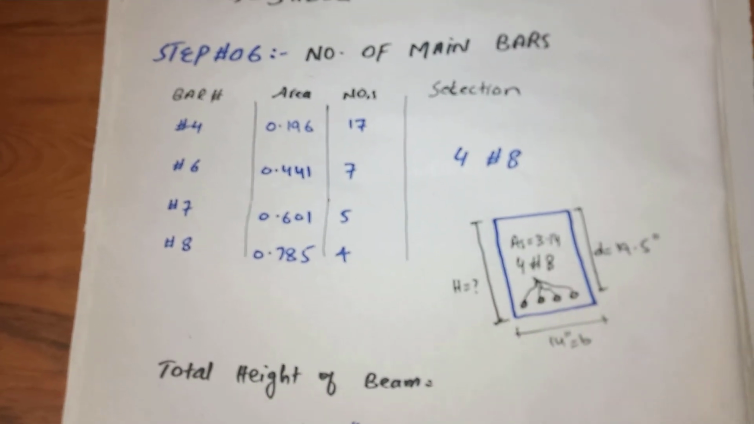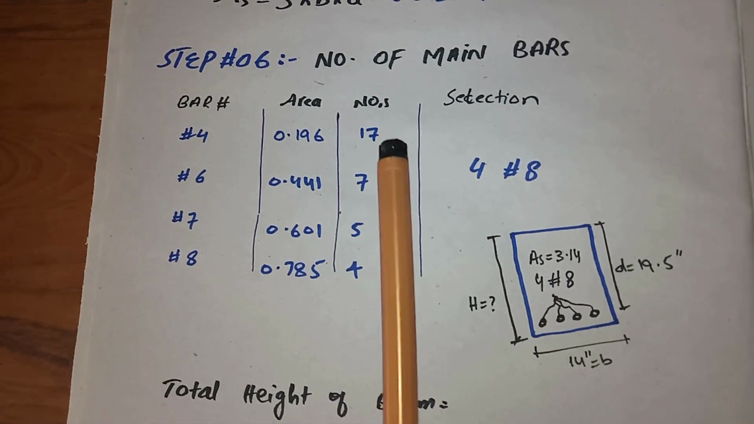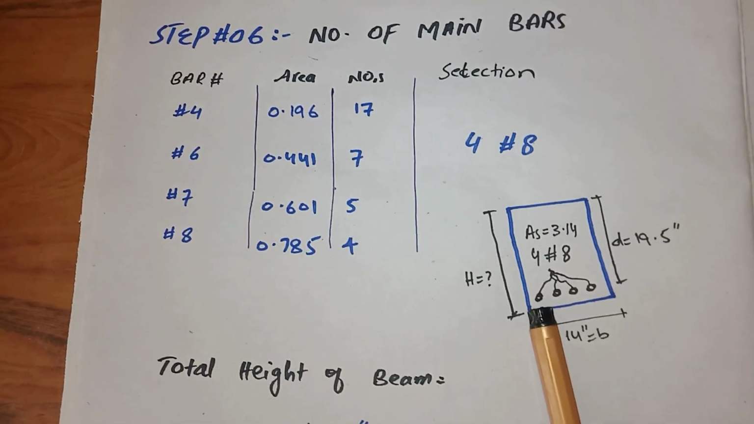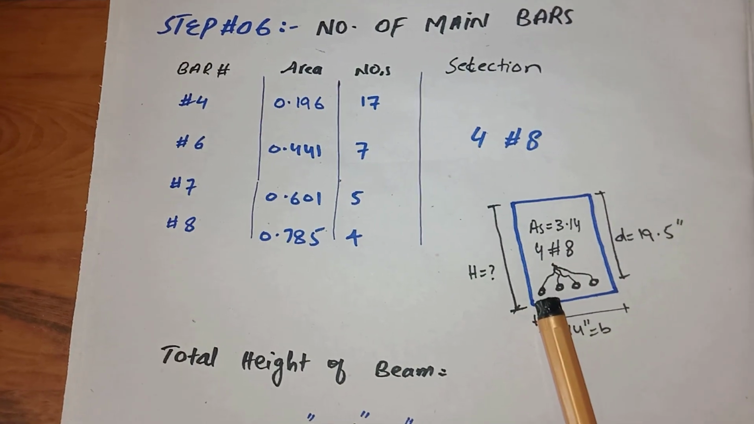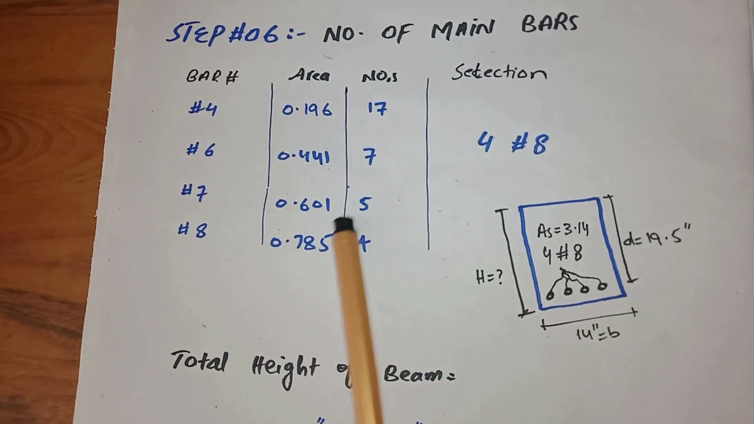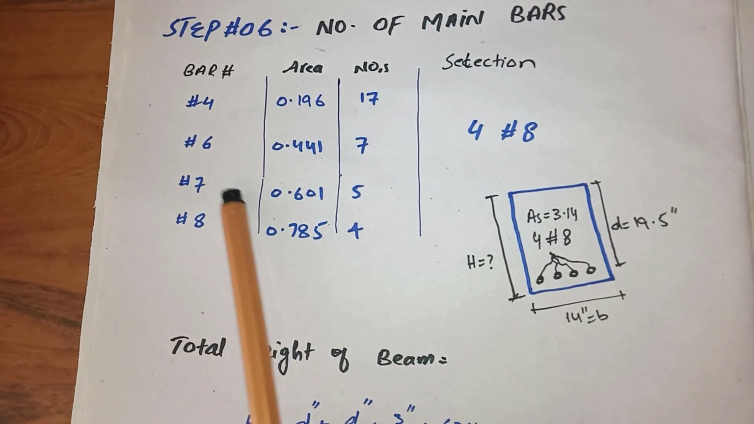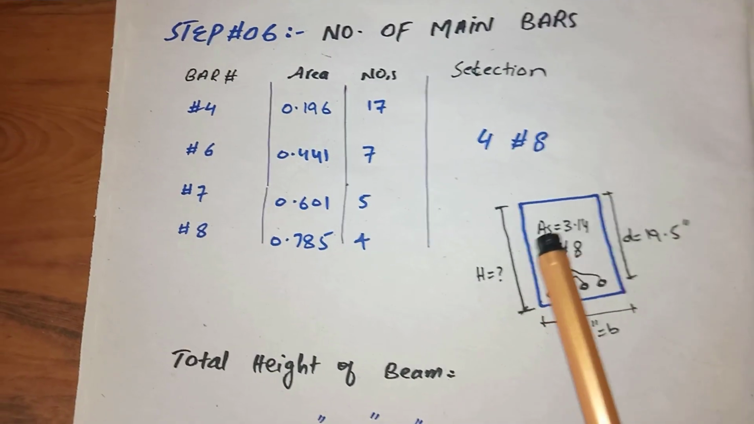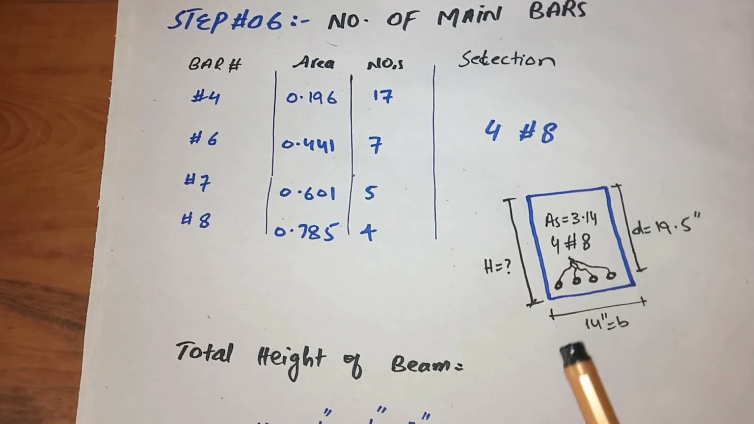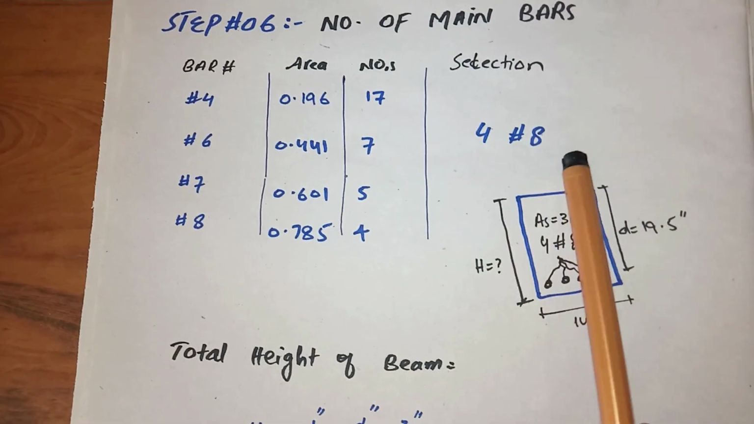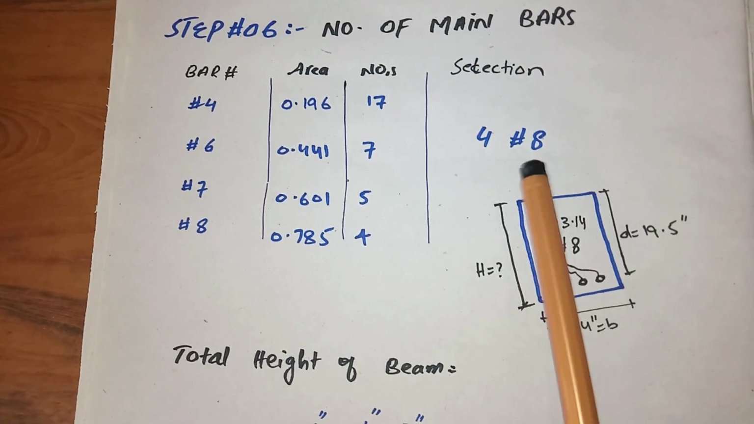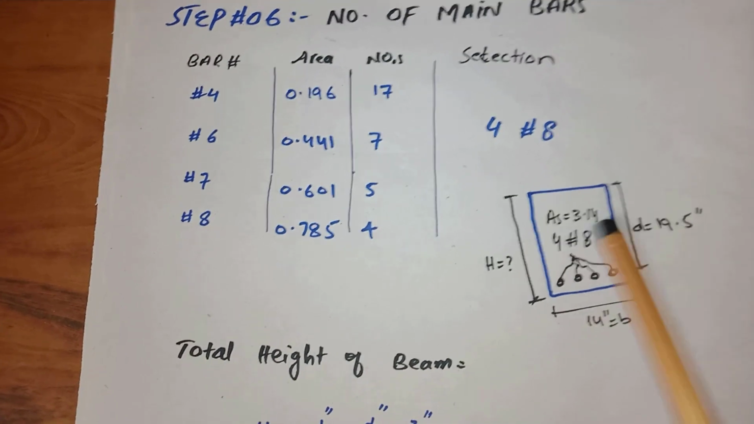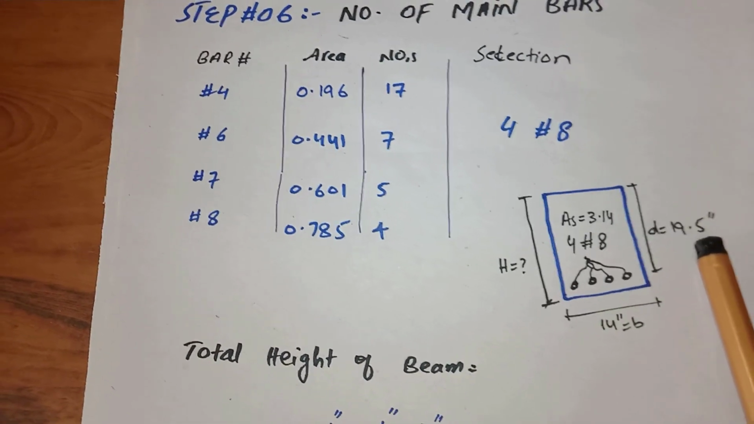So if we take 17 number 4 bars, we are unable to place them here, that will be congested. So we will choose 4 bars of number 8. So here our area becomes 3.14 inch square. So we have chosen 4 bars to be used here, of number 8. So we have this b 14 inches, d 19.5 inches.